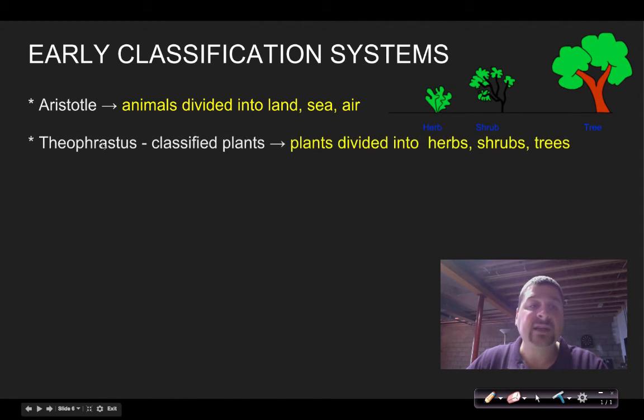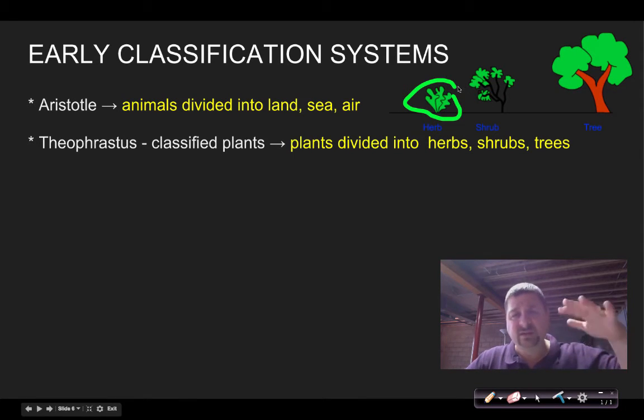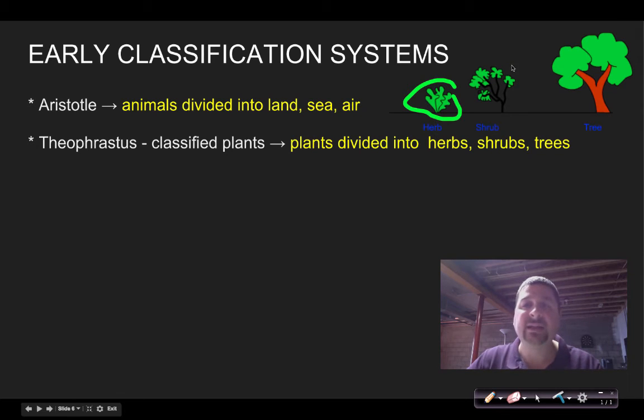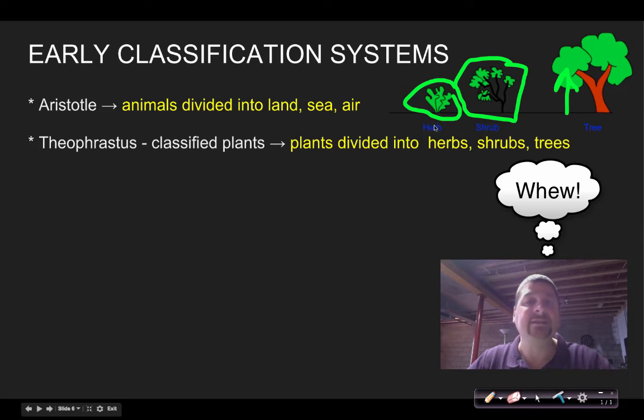One of his students, Theophrastus, classified the plants into those grasses and flowers and those kinds of things. That would be the herbs. And then the taller, medium-sized plants that had woody stems, he called shrubs. And then the really tall plants, he called trees. He had herbs, shrubs, and trees. Plants, herbs, shrubs, and trees. Okay?